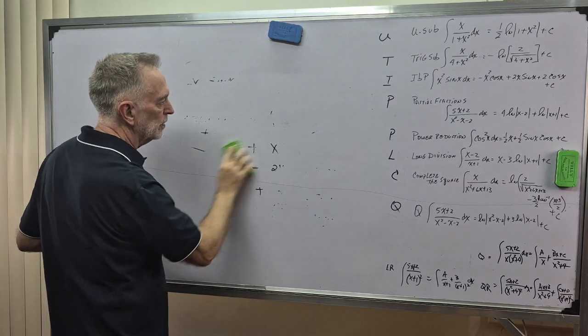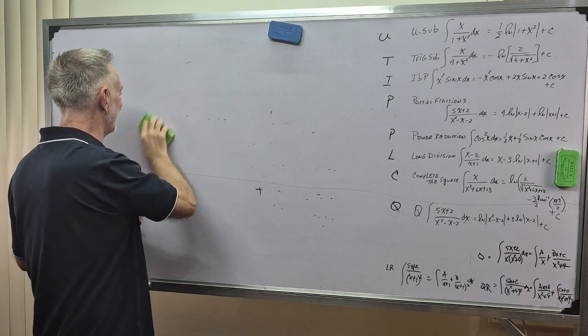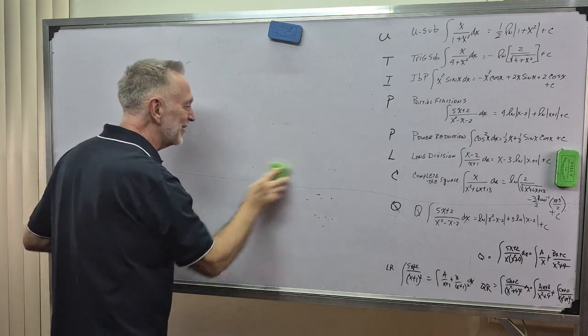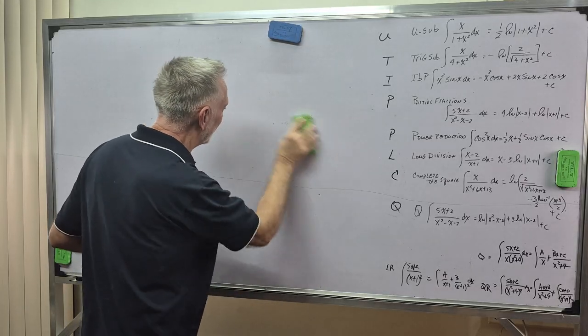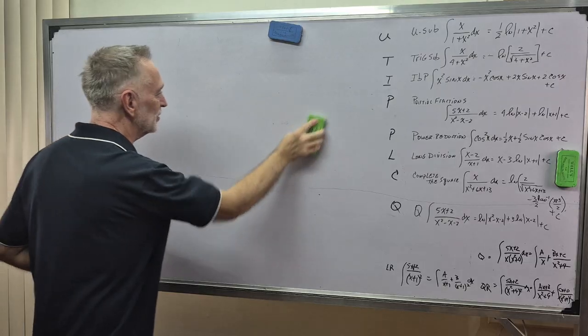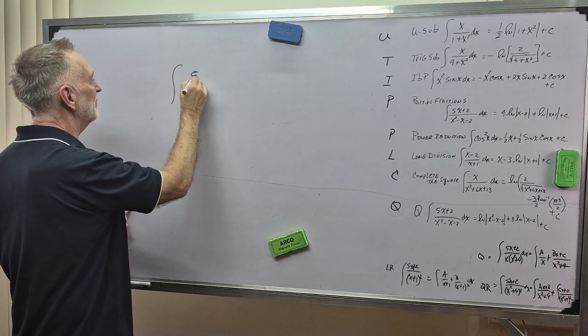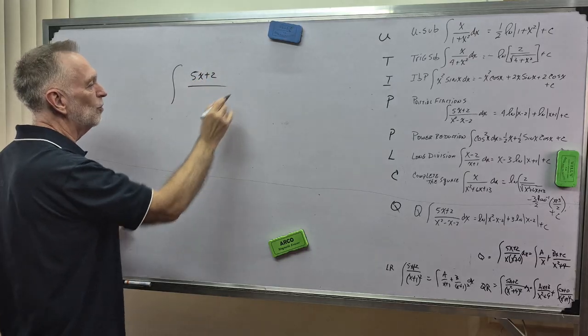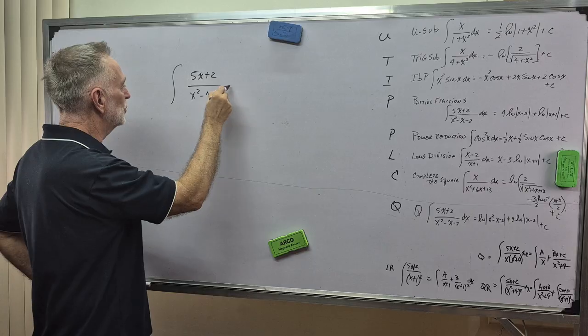Okay, our next one, partial fractions. This is everyone's favorite right here. Whoa. All right, partial fractions. Let's say we have the integral of 5x plus 2 over x squared minus x minus 2 dx.